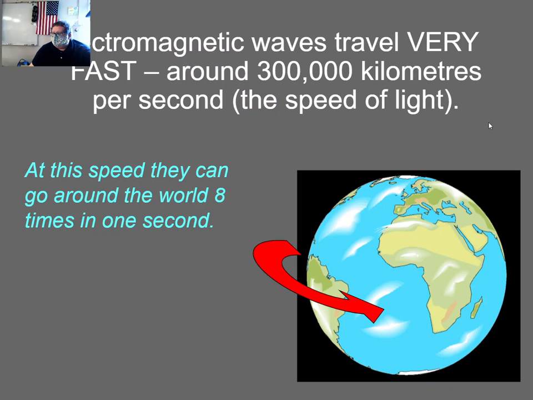They move very quickly, right? So it's about 300,000 kilometers per second. That's the speed of light. So that is an incredibly fast speed. In fact, as far as we know, physics says that this is the fastest speed that is possible. Nothing can travel faster than this for various reasons.